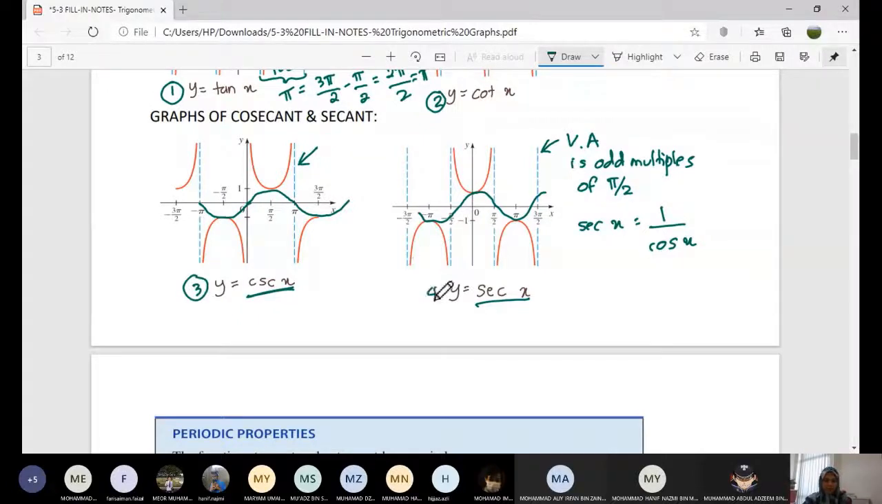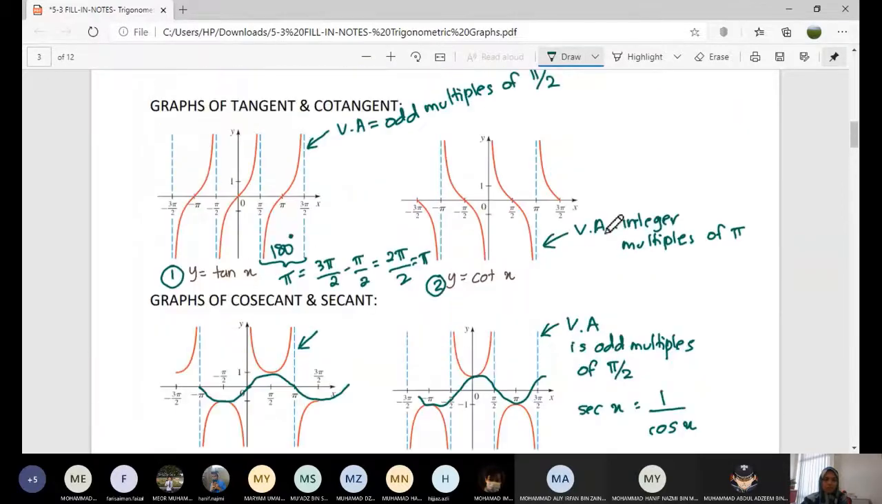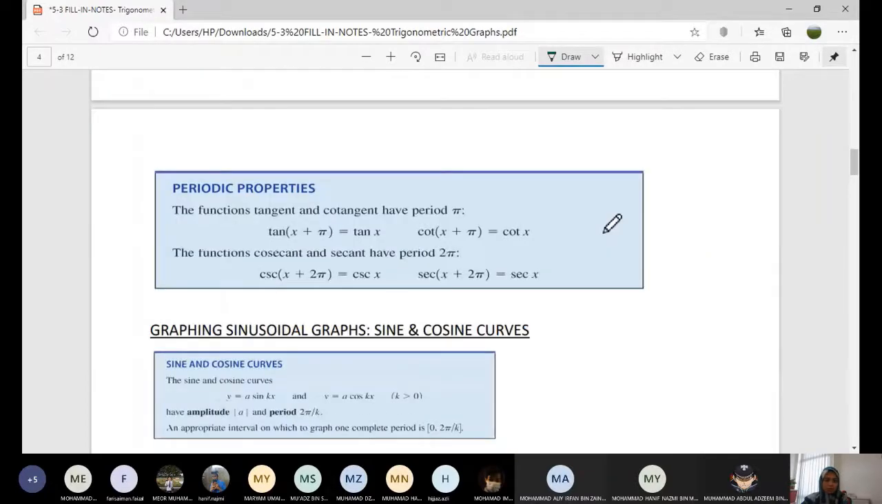Cosecant and also secant graph, we have to identify only. We don't have to sketch. No need to sketch, but you need to identify. Right? Okay, hopefully it is clear.